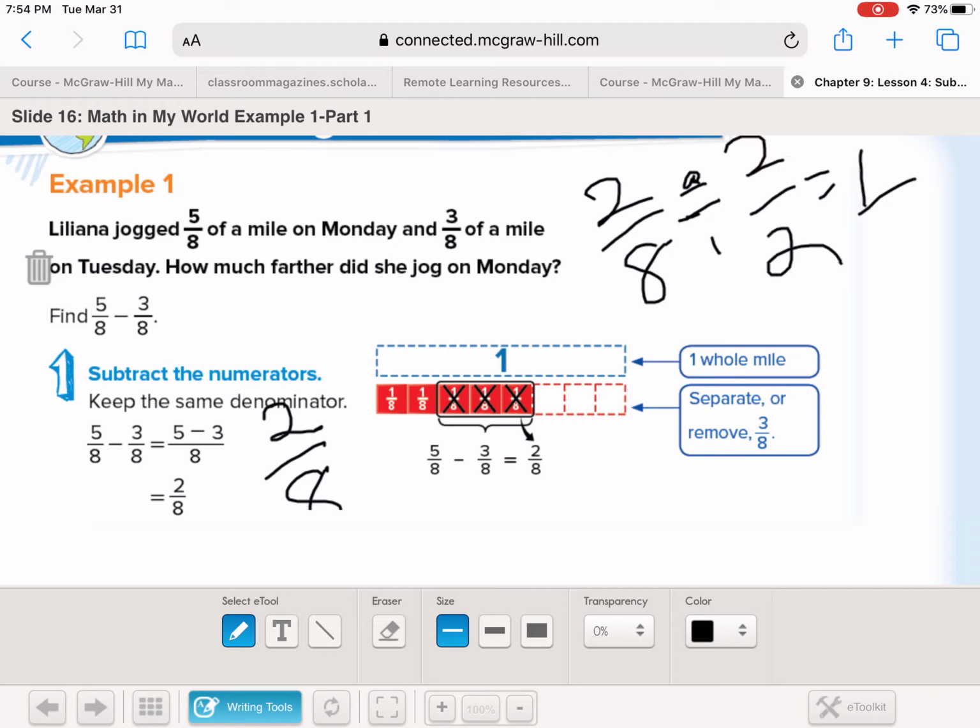And you would get 1/4. Okay, so 1/4 of a mile is something we usually say. But 2/8 isn't wrong. It's still the exact same thing. It's just different numbers. They're equivalent fractions. 1/4 is equal to 2/8.